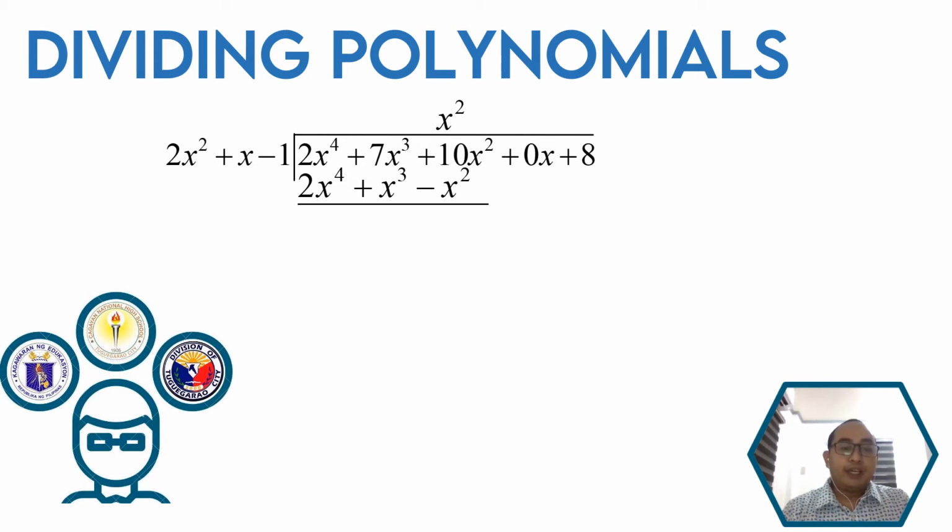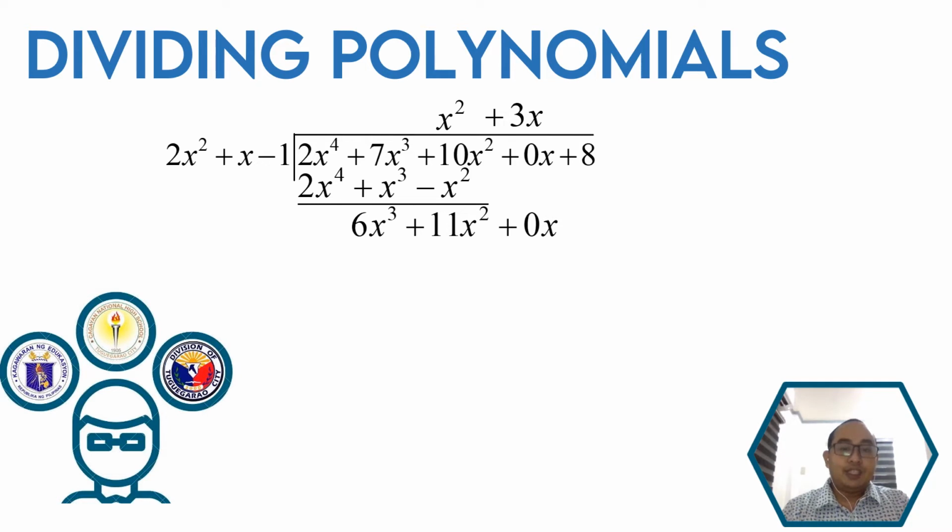And then, if we are done, we are now going to subtract. 2x to the fourth minus 2x to the fourth will give us 0. 7x cubed minus x cubed will give me 6x cubed. And 10x squared minus negative x squared will give me positive 11x squared. And then I'll bring down 0x.